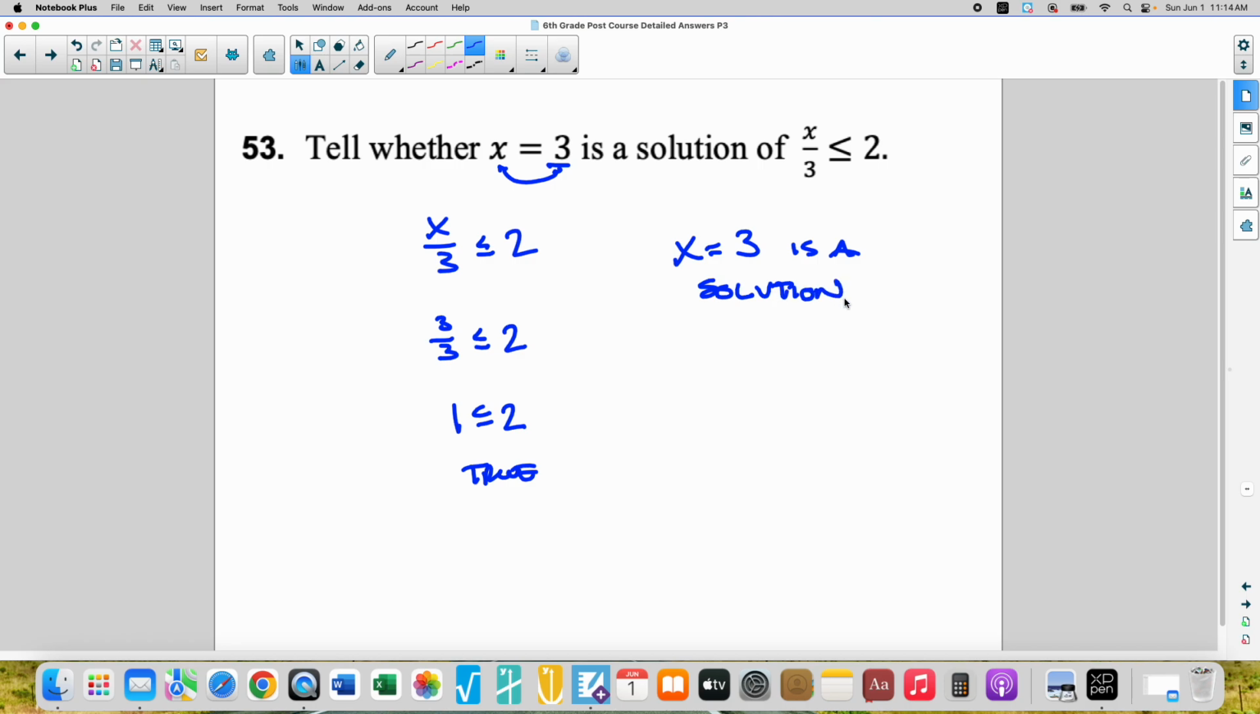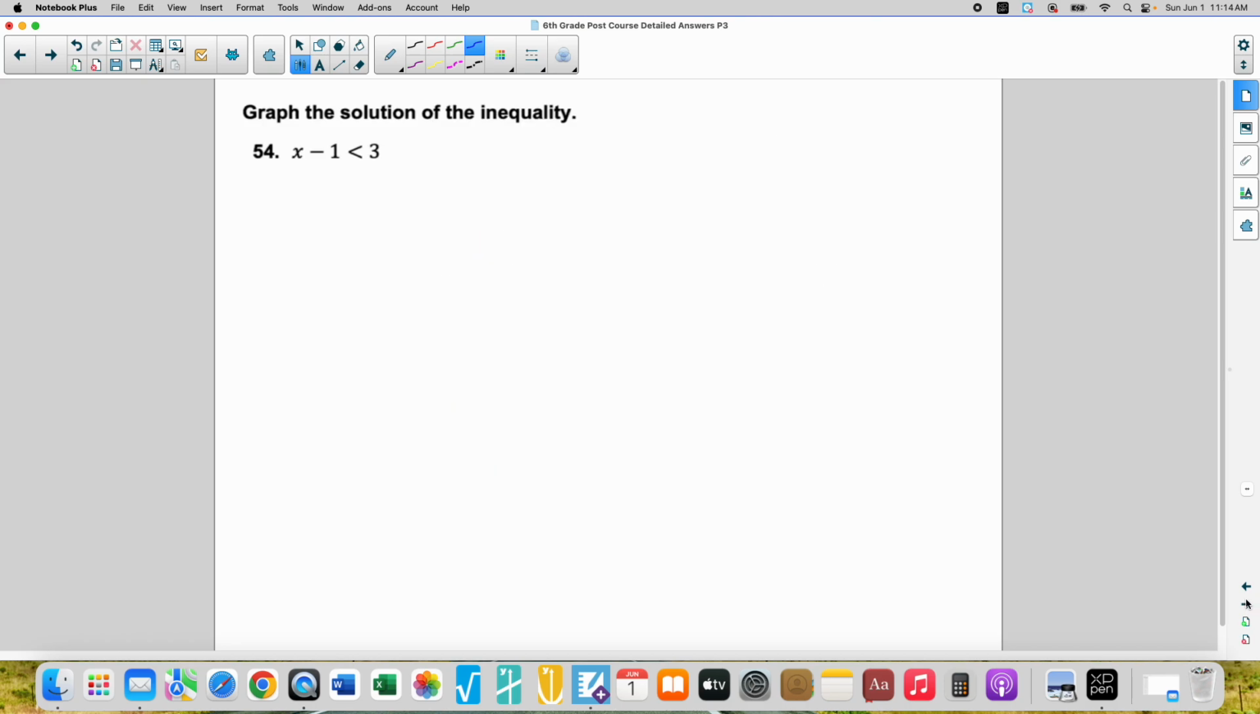Is a solution to the inequality. Graph the solution of the inequality. So first we have to solve it. Much like equations, we want to isolate the variable. 1 is being subtracted. The inverse of subtracting 1 is adding 1. That leaves you with x is less than 4.